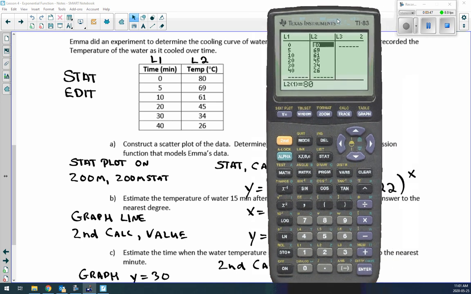We want to plot this. Can't remember how to do that. Oh yeah, you got to turn stat plot on. It's probably already on still for you, but I'm just going over to make sure you remember. So we go to stat plot, we hit enter, turn it on. Yeah, there it is, perfect. So now it's on.